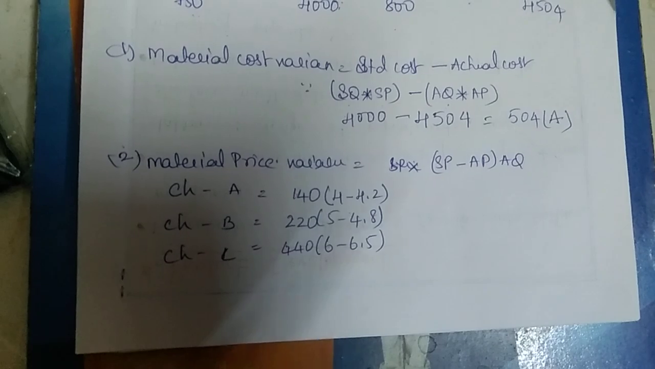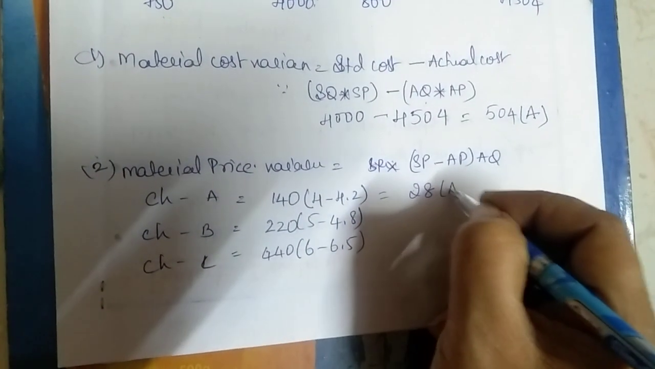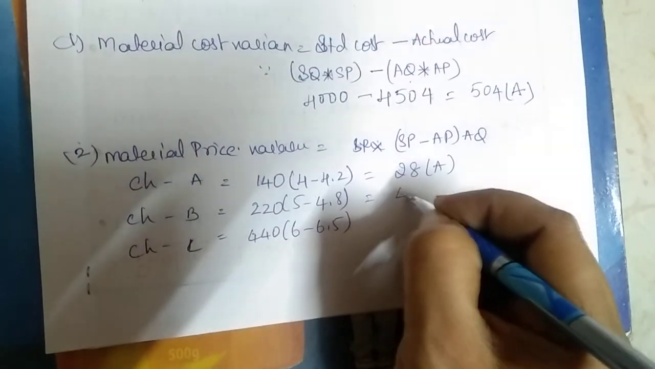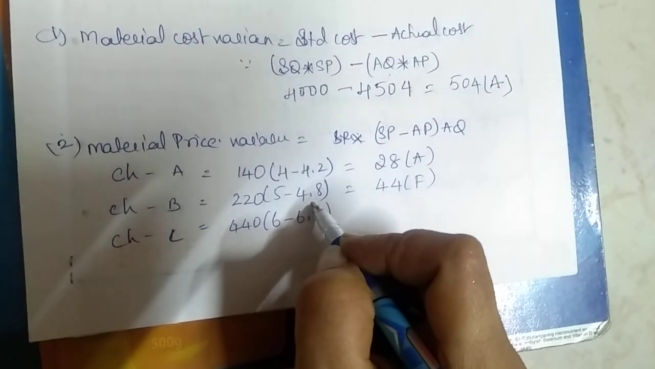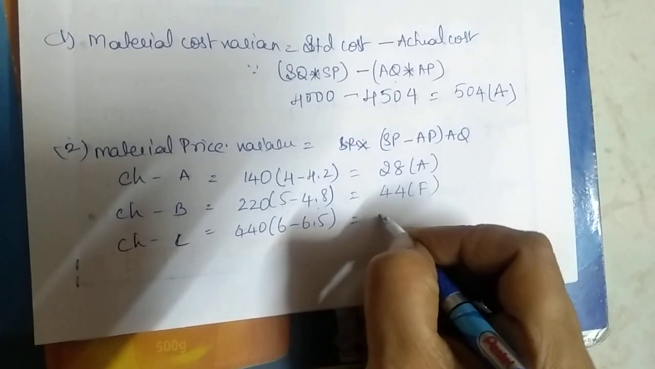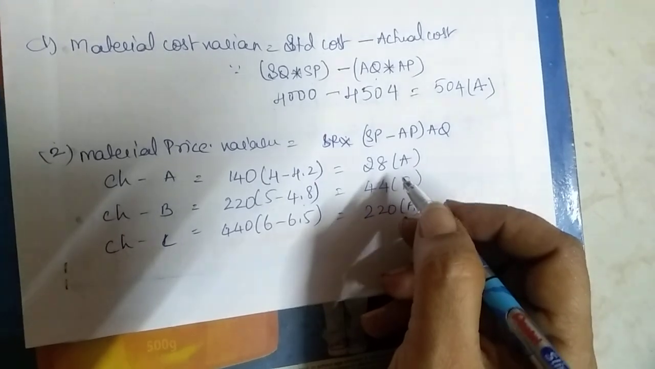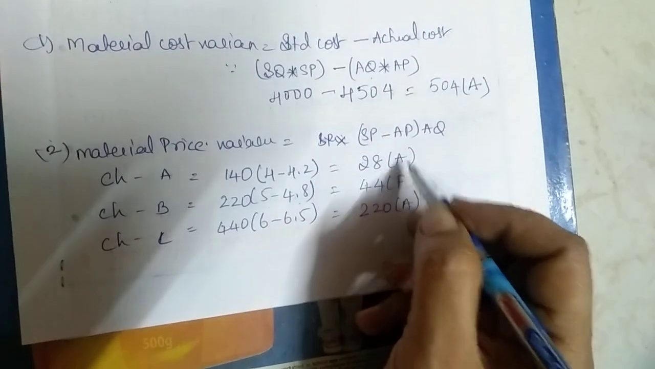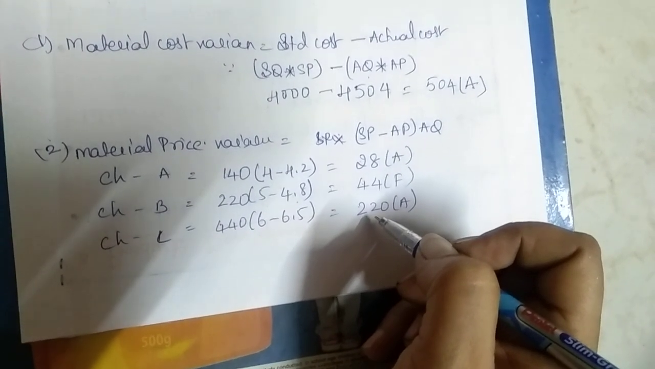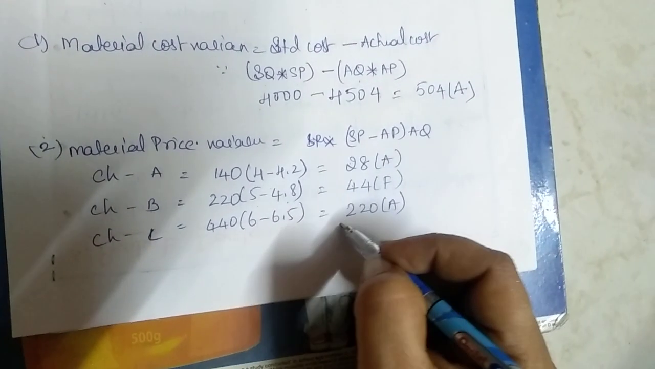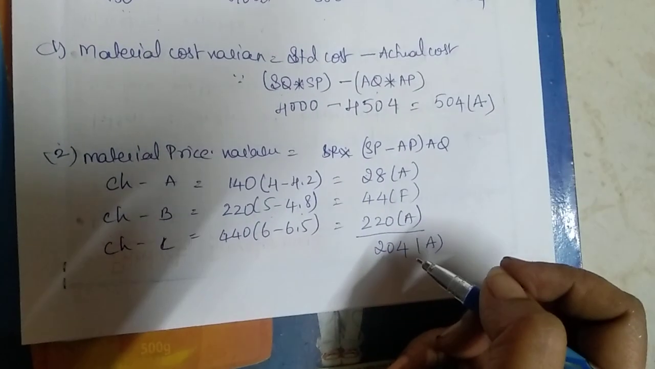So the first one I got is 28 adverse. The second one I got 44 favorable, because 5 minus 4.8 gives you 0.2. And the next one also I'm going to get adverse. Now I'm going to find the net. These two are minuses, so when I add, it is going to be 248. 248 minus 44, if I do, my answer is going to be 204 adverse, because my minus sign is bigger.